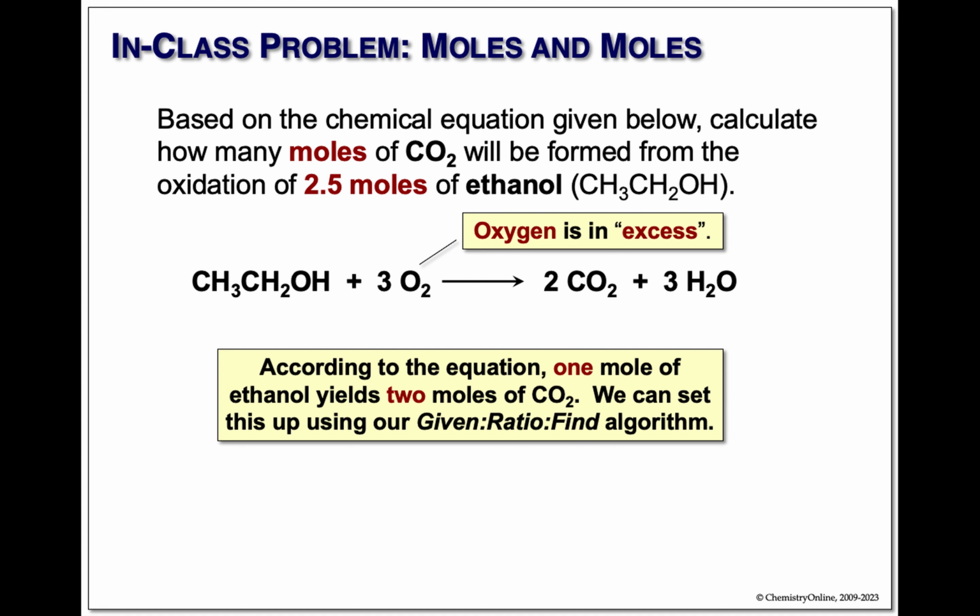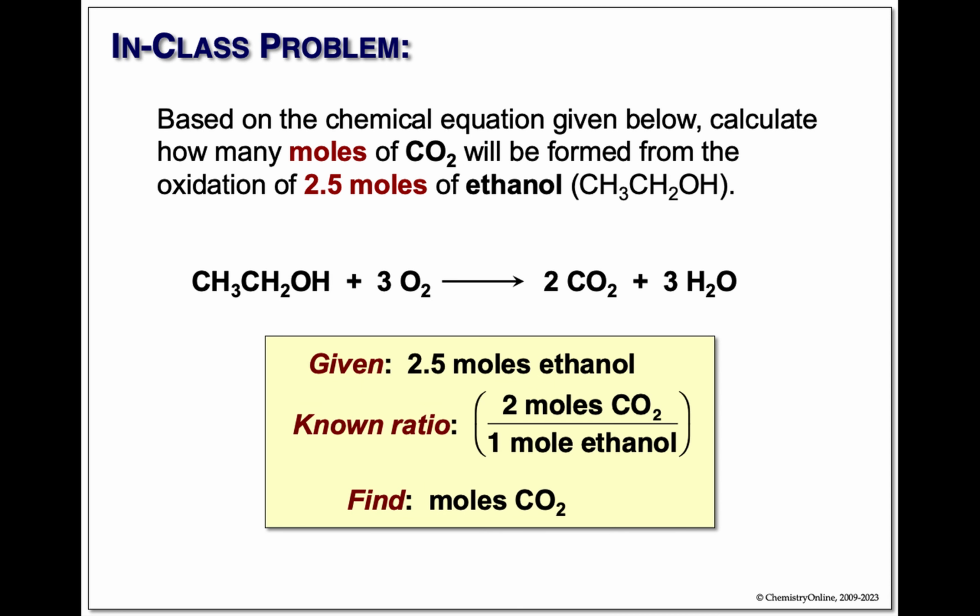Now, ethanol is going to be our given, so we're going to want a ratio with that in the denominator. Something like this will work. 2 CO2s for every ethanol. Now, we simply start with our given, 2.5 moles of ethanol. Here's our ratio. We'll call this a known ratio because it's from the equation, and this is what we're trying to find.